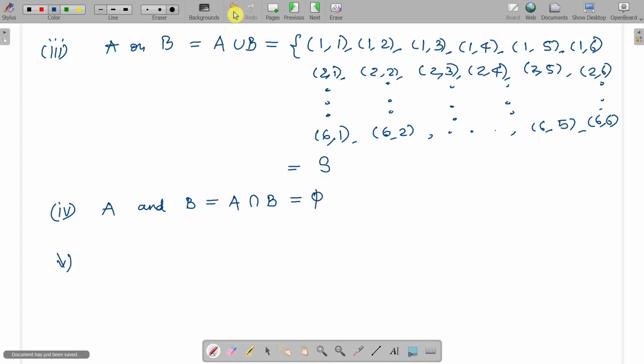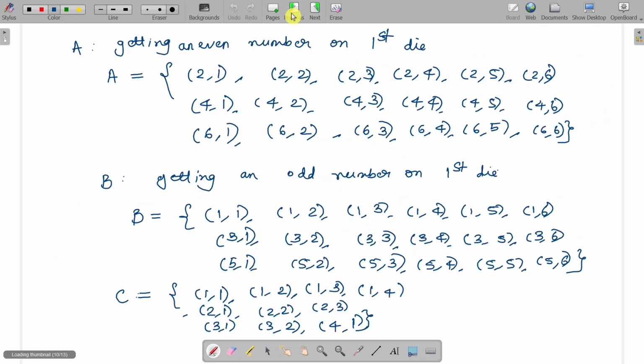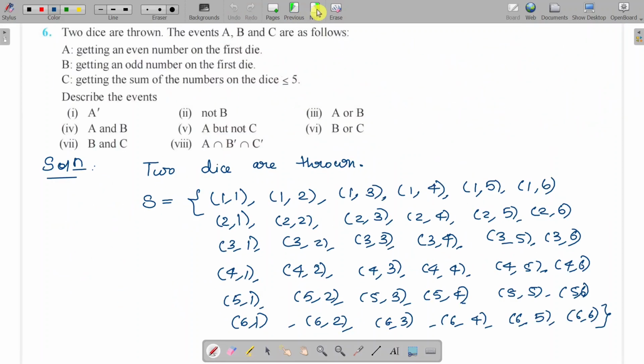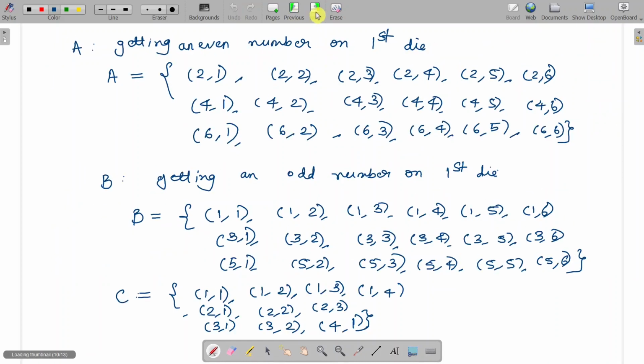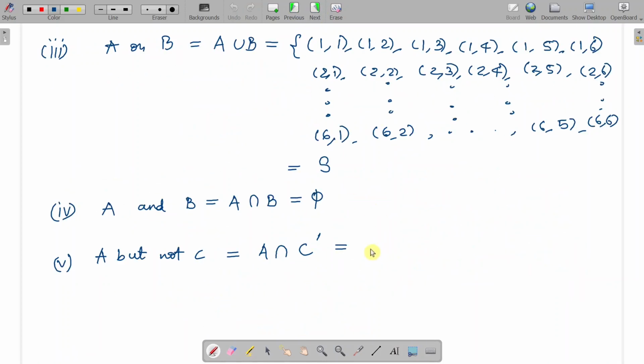Now, fifth one, let us look at the question here. A but not C, A but not C. So, this is nothing but in set notation A, and but in the set notation also means and, okay. So, A and means what? Intersection, and not C means C complement, okay. So, let us find out this A intersection C complement. So, for that we have to first find out C complement. Let us first find out C complement.